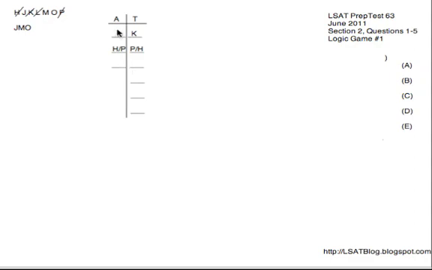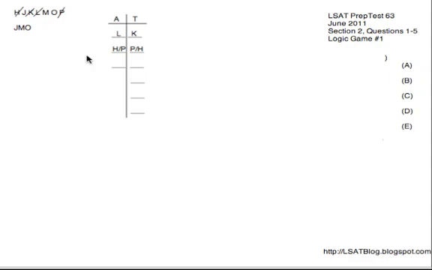They tell us we have 3 open positions on appellate, 6 open positions on trial, but because there are only 7 variables, 2 of these spaces will be empty. We just don't know which ones. Just because a position is open does not necessarily mean that it's going to be filled.